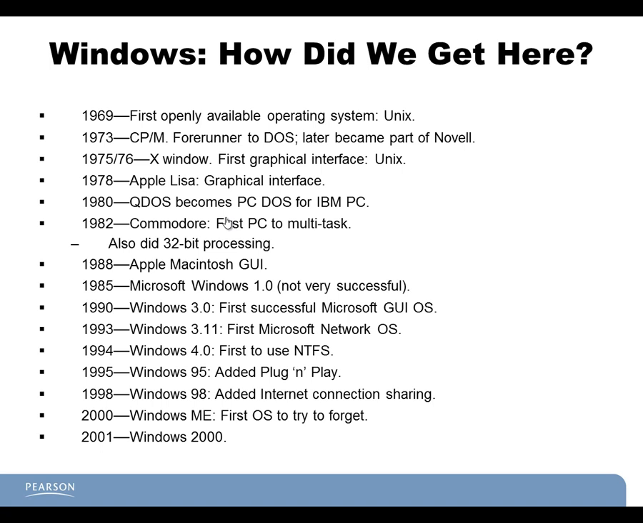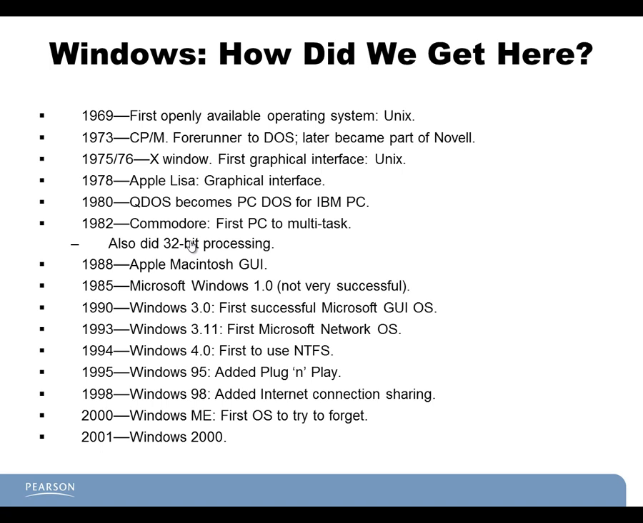So, this is a good question. How did we get to where we are today? And honestly, we could do a whole class period, if not more than one, on the history of computing and the history of Windows. But things started in 1969 with the first openly available operating system being Unix.